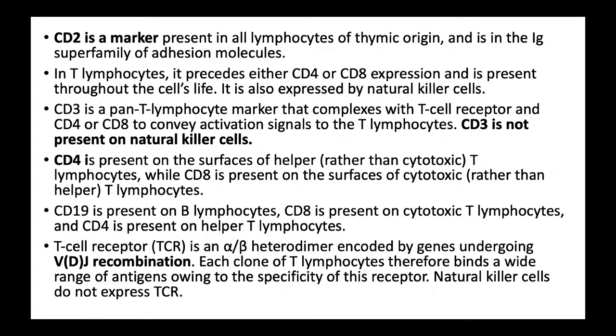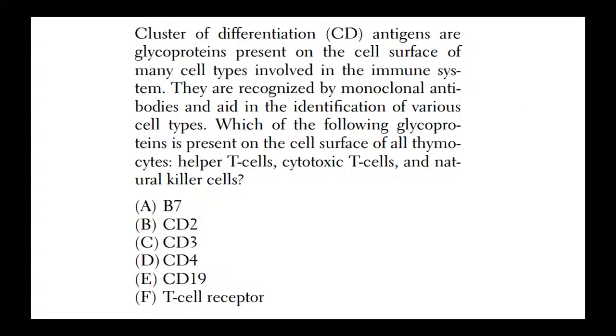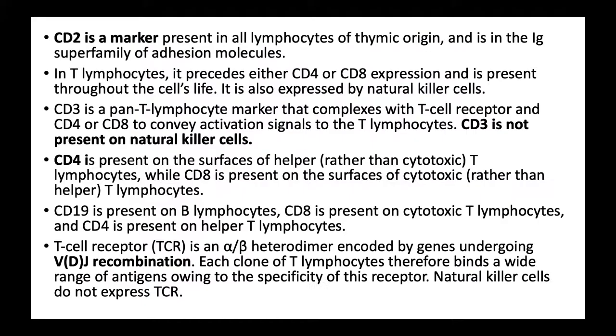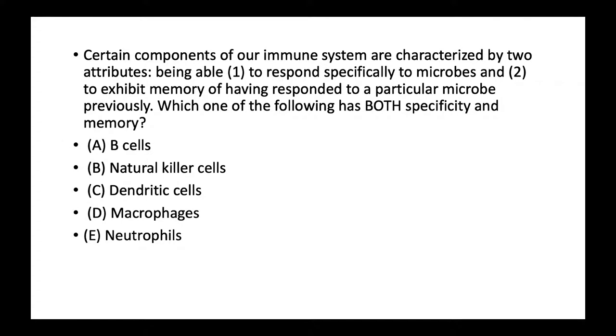And also, why not TCR? There was an option for the T cell receptor. Natural killer cells do not express the T cell receptor, because a natural killer cell is not a T cell, okay? So that's why it's not the correct answer. Any questions? Okay, so anyway, you need to somehow remember those identification markers, because they are important when we are talking about specific T cells, B cells, NK cells. So try to understand and remember those markers.